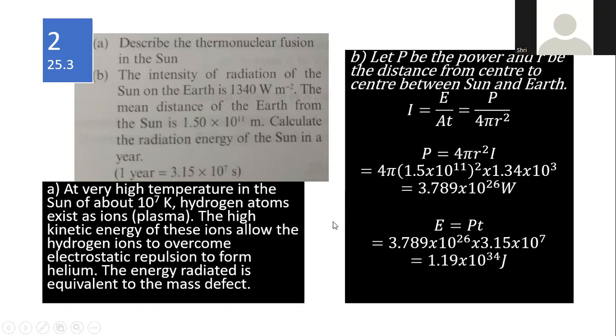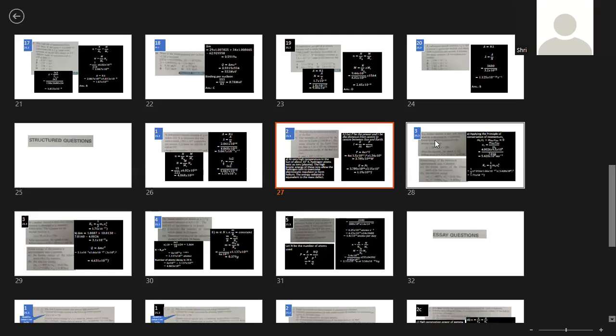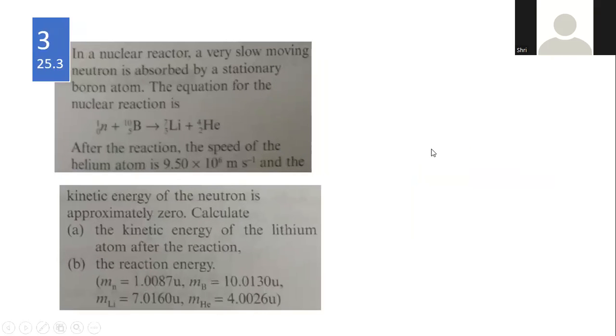Okay, if no question, let's go to number 3. In a nuclear reactor, a very slow moving neutron is absorbed by a stationary boron atom. The equation for the nuclear reaction is given. After the reaction, the speed of the helium is given, and the kinetic energy of the neutron is approximately 0. Calculate the kinetic energy of the lithium atom after the reaction.